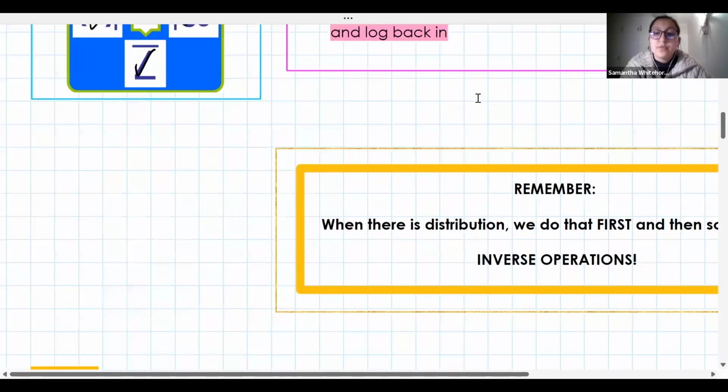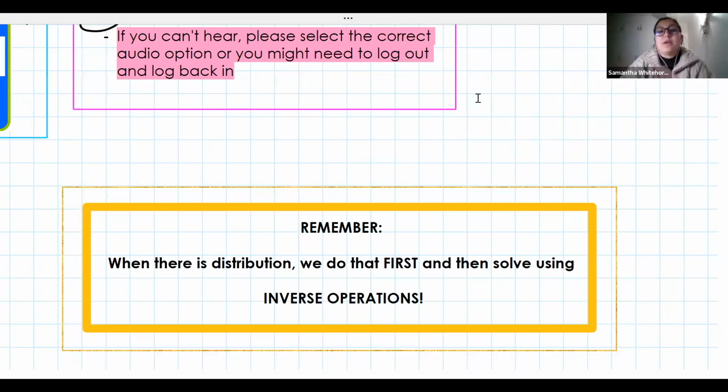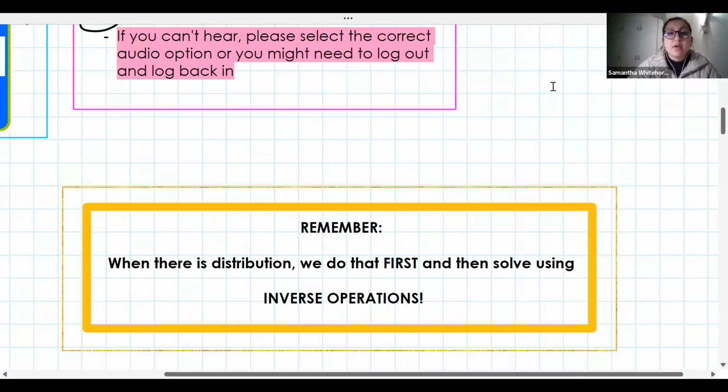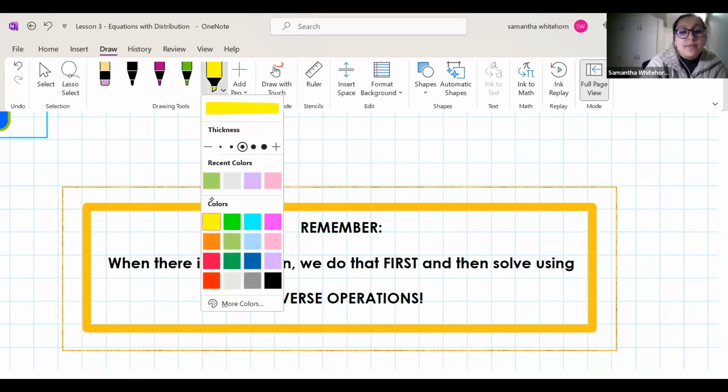Let's do this. So first thing, when you're solving equations, firstly, please always remember inverse operations. This is going to be a part of solving equations for the rest of your mathematical career, however long that is, and you need to remember those inverse operations.